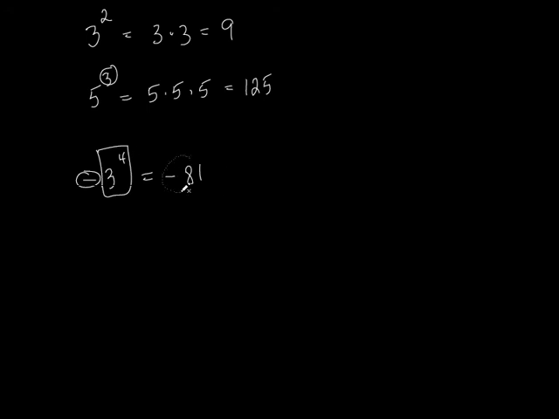All right. So that's negative 81. What if we did this though? What if we said negative 3, we put that in parentheses, and we take that to the 4th power? 81. Okay, it's positive 81 because of this. Look, the negative is inside the parentheses. So what do we take into the 4th power here?